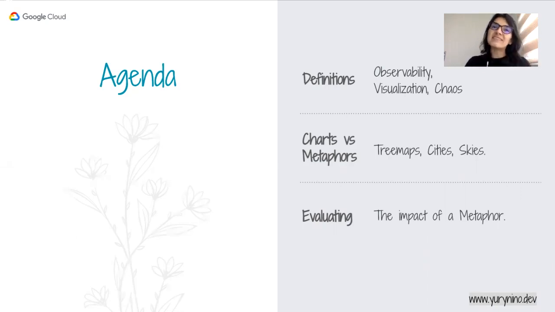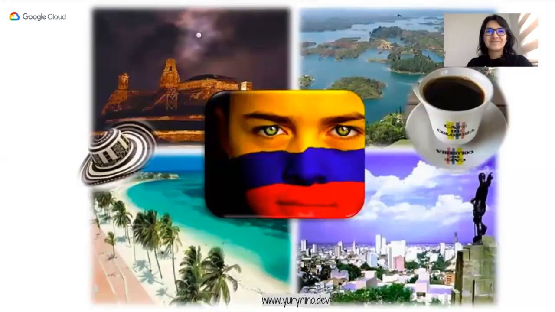Finally, I am presenting the results of a survey that I applied among some colleagues. With this survey, I try to see the effectiveness of the classical charts and dashboards. And I try to identify if the visual metaphors could be useful for improving the observability of our software systems. So let me start.